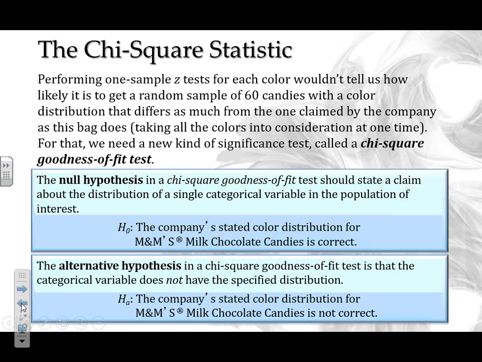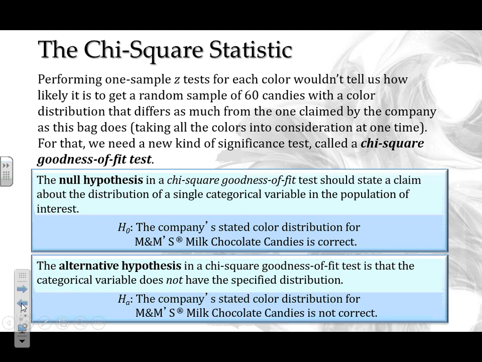So when we want to write our alternative hypothesis, it's that our variable in question does not have the specified distribution. Your null and alternative hypotheses for a goodness of fit test should be identical, except one should say "is correct" at the end, and the other is going to say "is not correct." So the null is always assuming it's right, and the alternative is assuming it's wrong.